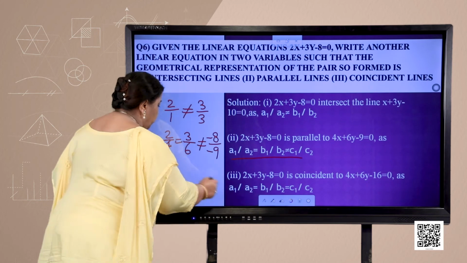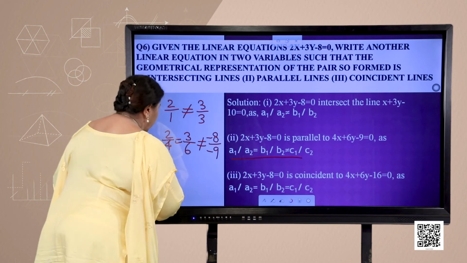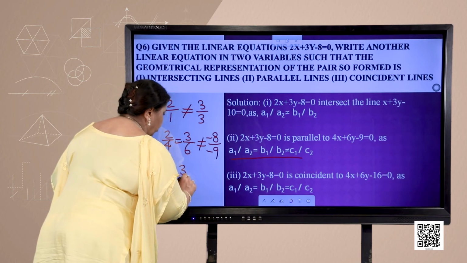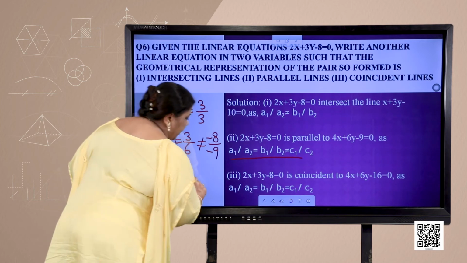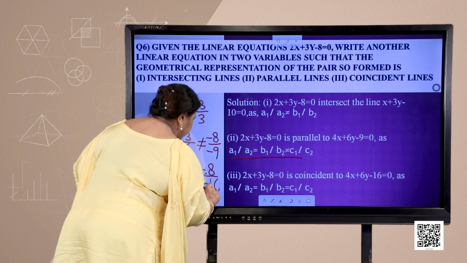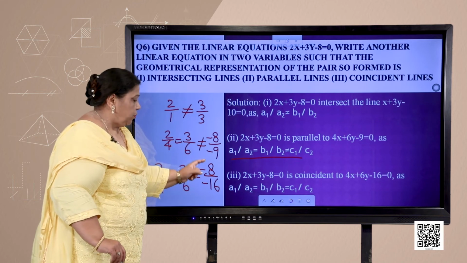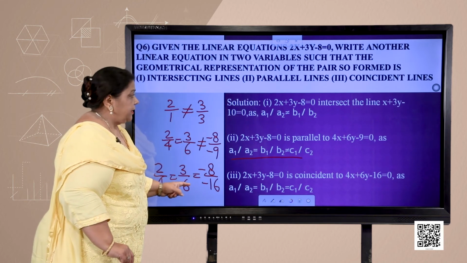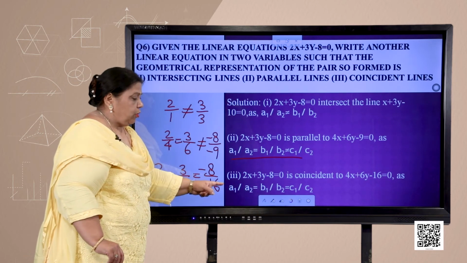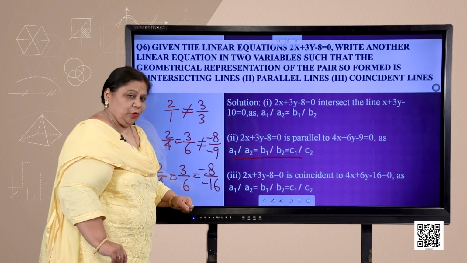And what is the condition we obtain? A1 upon A2 is equal to B1 upon B2 is equal to C1 upon C2. Look here, we have 2 upon 4 is equal to 3 upon 6, that is equal to minus 8 upon minus 16. Do you notice 1 upon 2 is equal to 1 upon 2 is equal to 1 upon 2. That means, we get here coincident lines because A1 upon A2 is equal to B1 upon B2, that is equal to C1 upon C2. I hope you have understood this.